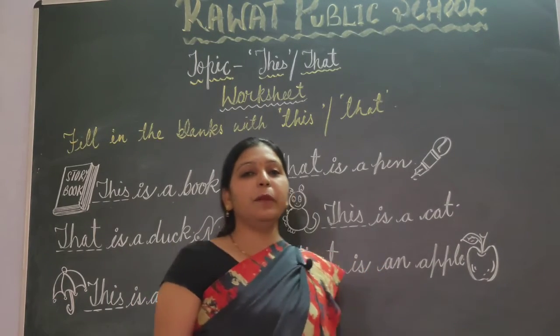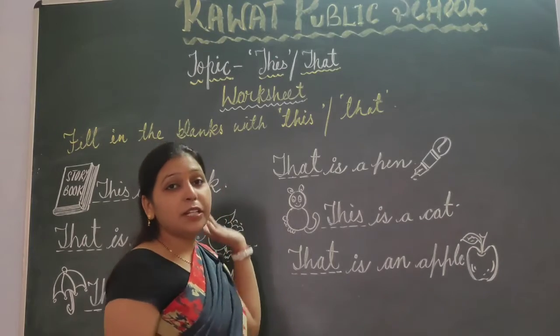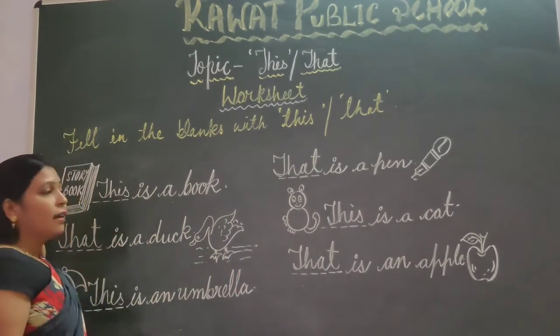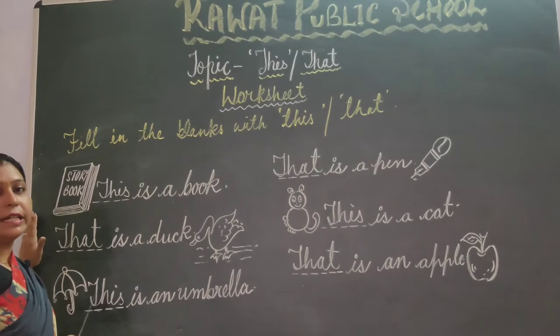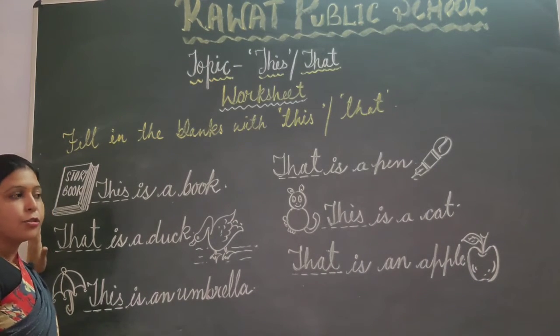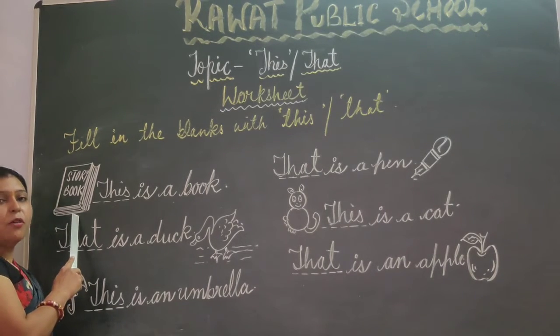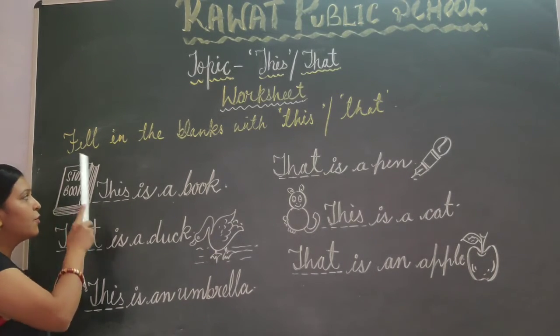Today I am going to explain an exercise related to this and that. As you can see, here are some examples related to this and that. So let's start. Yes, it is a picture of a book.